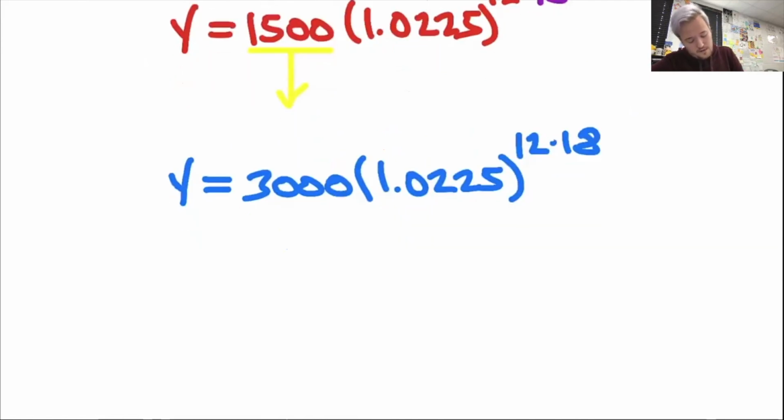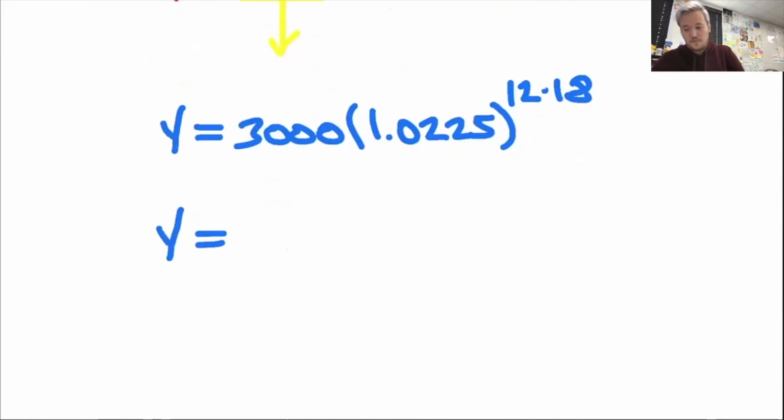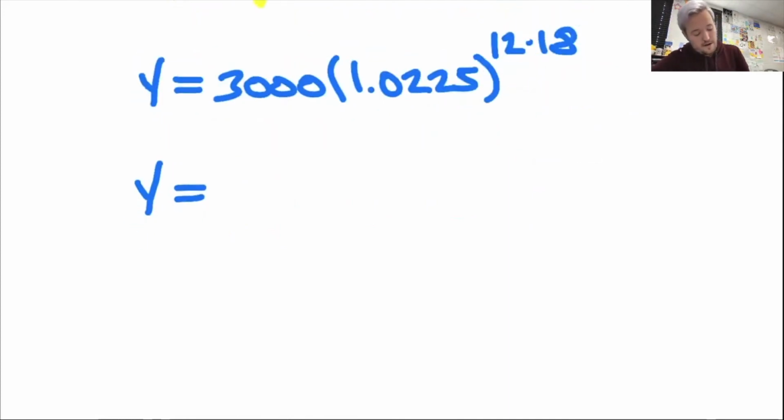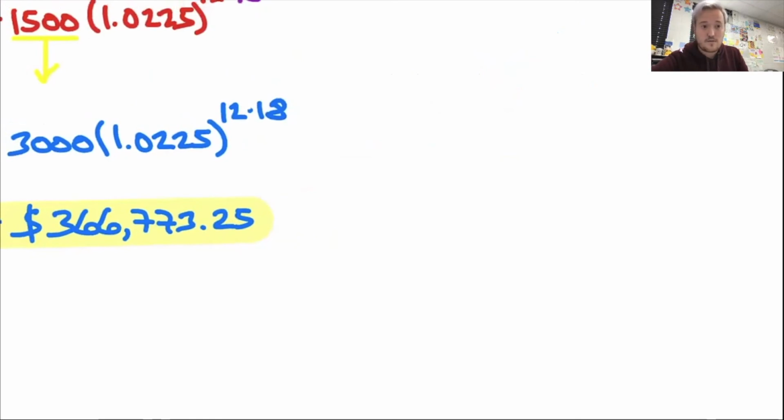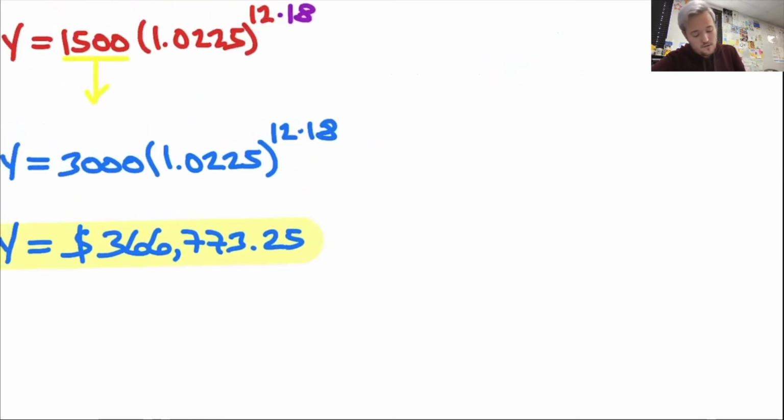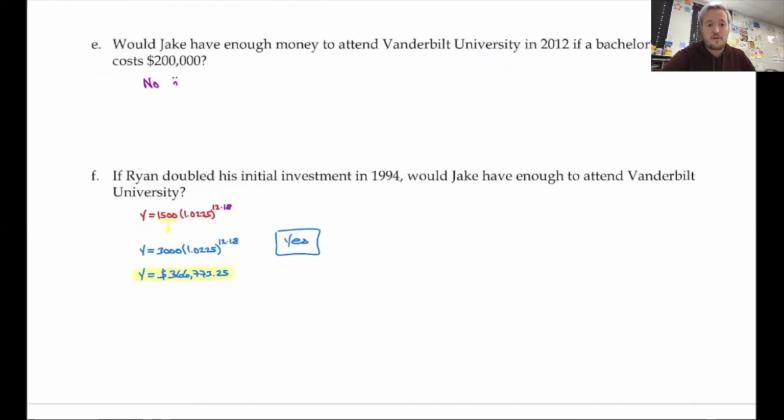All right, so if they doubled the investment, over here, my handy dandy little calculator. So after doubling the investment, they would have $366,773.25. That'd be the balance after 18 years if you double the initial investment. So after doubling the initial investment, yes, they would. They would definitely have enough.